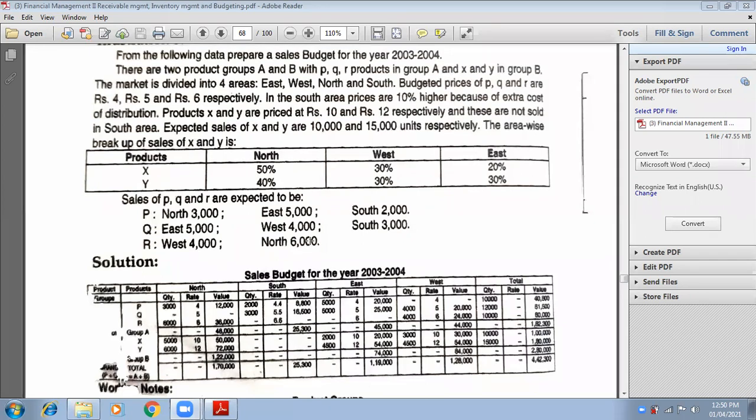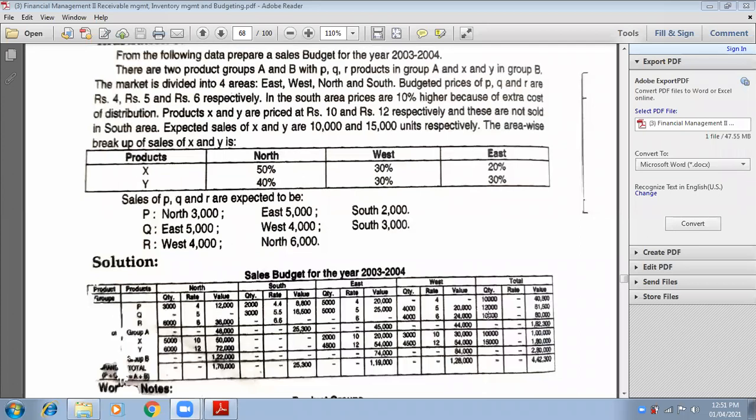Next, north. Come to the column of north. Write down 6,000 units into 6 rupees. 6 rupees is the same for every area, north, south, east, west. Only south will have 10% higher, but in this case, south is not there for R. So simply go to north, 6,000 into 6, and then your value will be, yes, what is your value? 6,000 into 6. 36,000. That's it. Now what will you do? South nil nil nil and east also nil nil nil.